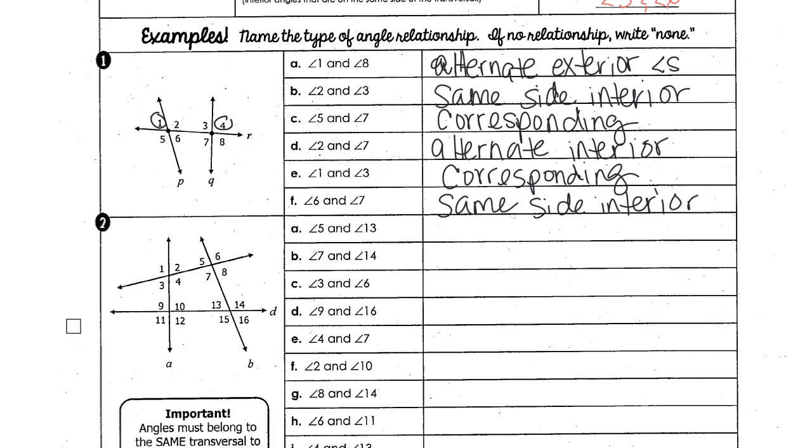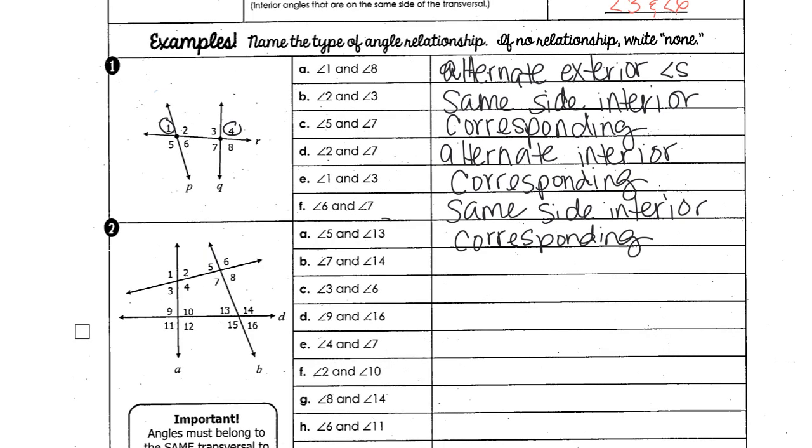So on this next example, the transversal can change depending on which set of angles you're comparing. For example, if you are comparing angles 5 and 13, then the transversal would be the line that's going through both of those angles, which would be line B. If you are comparing angles 9 and 16, that's part D here, then the transversal is considered line D. That's the line that's going through both of those other lines. And then that would make these alternate exterior angles.